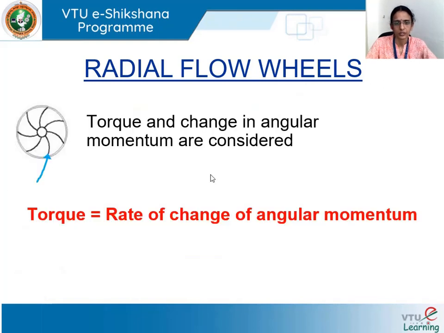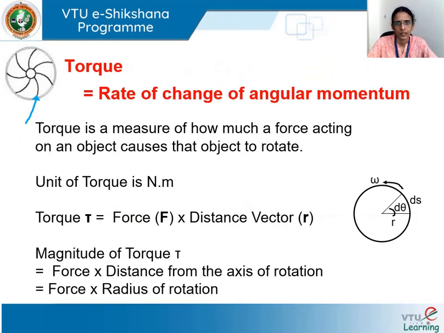As I just mentioned, in case of such radial flow wheels, rather than the impulsive force and the change in linear momentum, what we consider is the rotational effect, that is torque and change in angular momentum. Therefore, the impulse momentum principle can be expressed as the torque is equal to rate of change of angular momentum. Now, let us see what are this torque and the angular momentum that we are discussing.